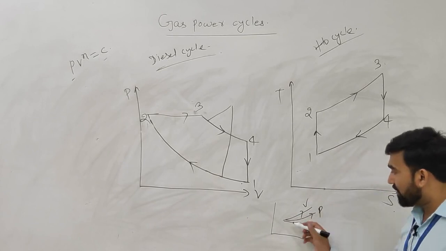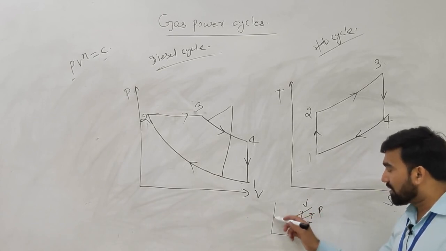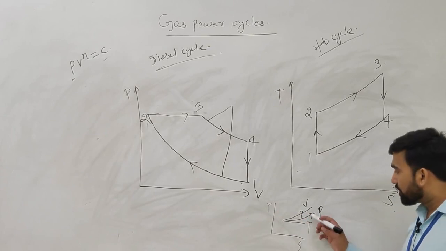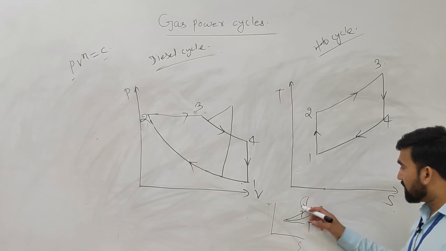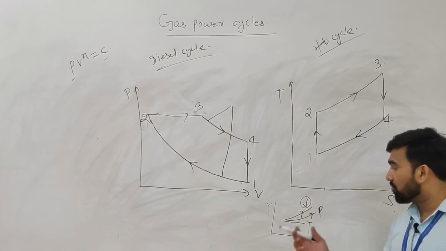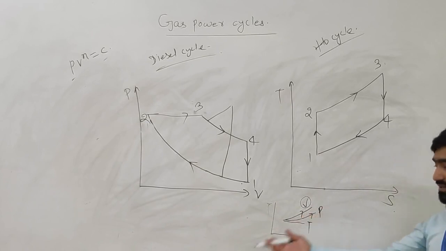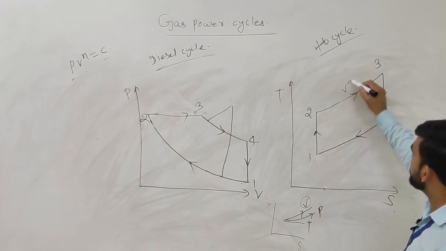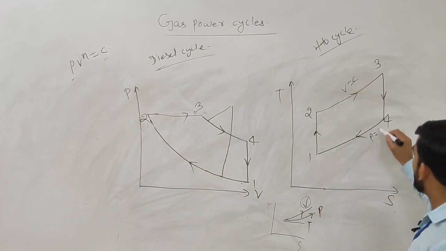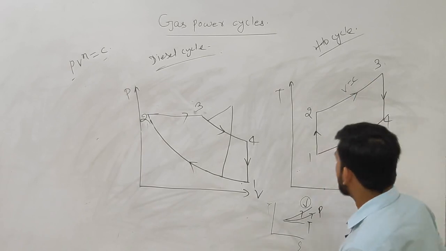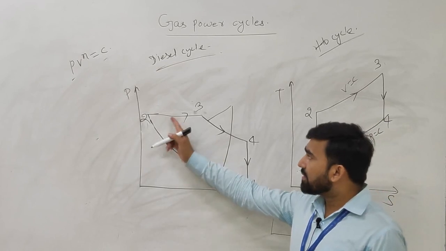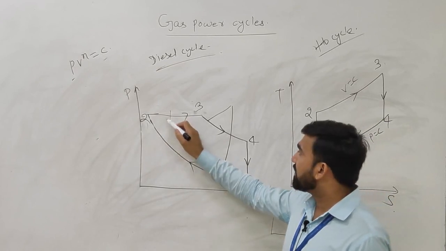So the pressure curve is less inclined on the TS diagram in case of polytropic. Here also we will see that the volume curve has more incline and pressure has less incline. So this one is the constant volume process and this one is the constant pressure process. And here in case of diesel cycle, at constant pressure heat is being added.